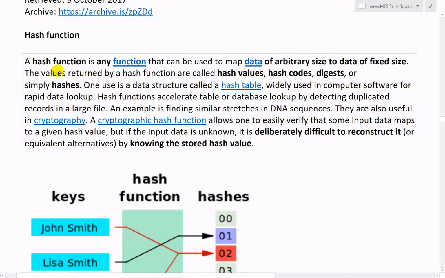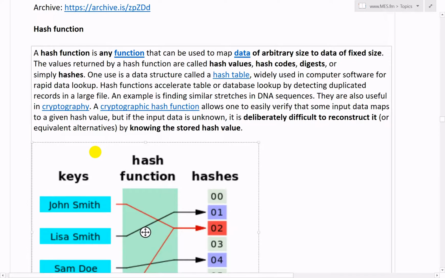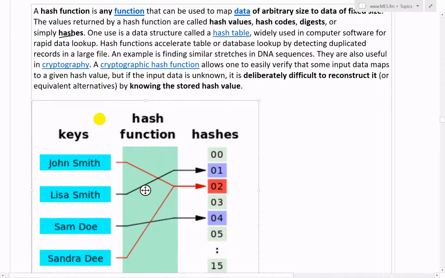A hash function is any function that can be used to map data of arbitrary size to data of fixed size. The values returned by a hash function are called hash values, hash codes, digests, or simply hashes. One use is a data structure called a hash table, widely used in computer software for rapid data lookup. Hash functions accelerate table or database lookup by detecting duplicated records in a large file. An example is finding similar stretches in DNA sequences. They are also useful in cryptography. A cryptographic, yeah, that's the one.